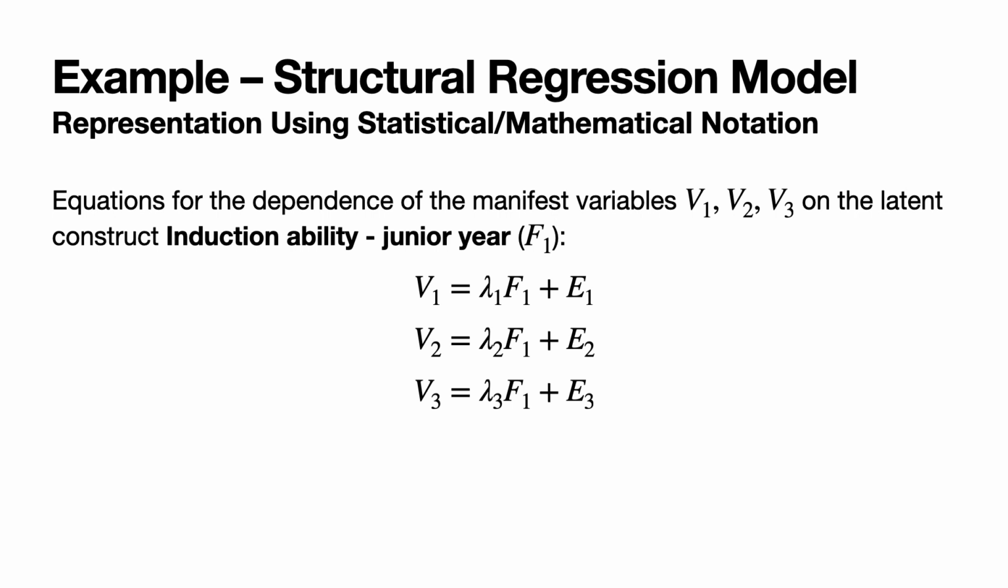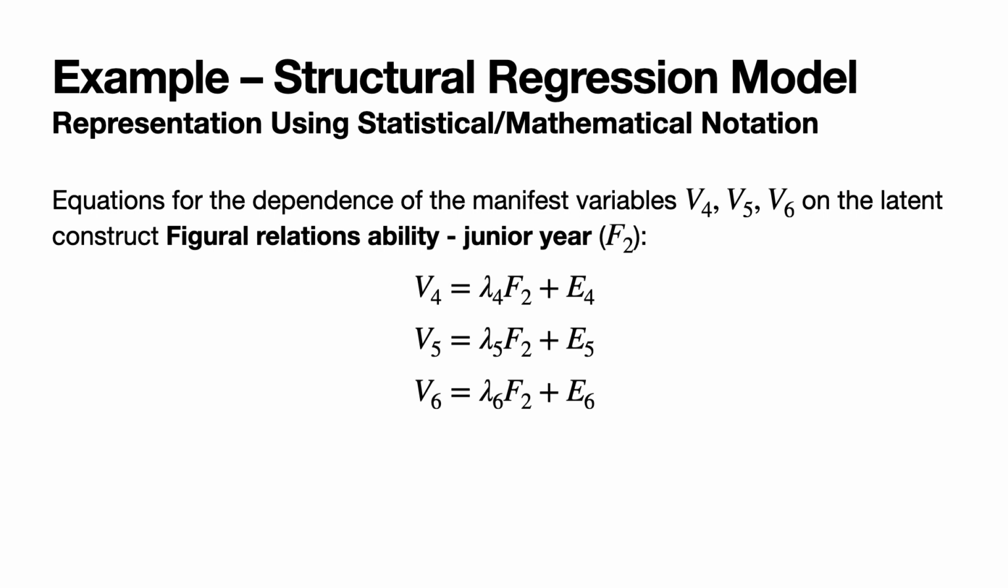Similarly, V2, the induction score 2 during the junior year, is related to F1 through the equation lambda 2 times F1 plus E2, where E2 is an error term. And then finally, V3, the induction score 3 during the junior year, is related to the F1 latent construct via the equation lambda 3 times F1 plus E3. Equations for the dependence of the manifest variables V4 through V6 on the latent construct F2, which is the figural relations ability during the junior year, are as follows.